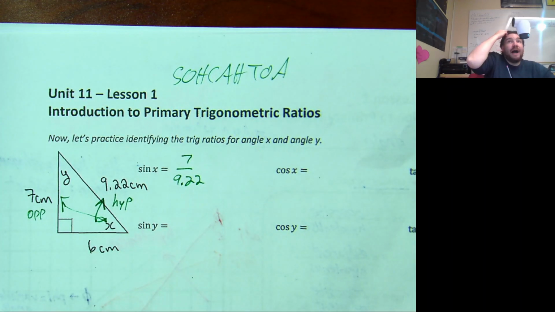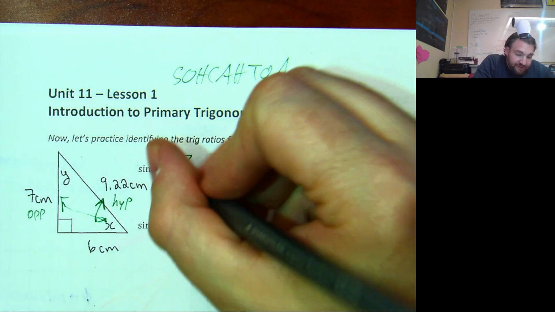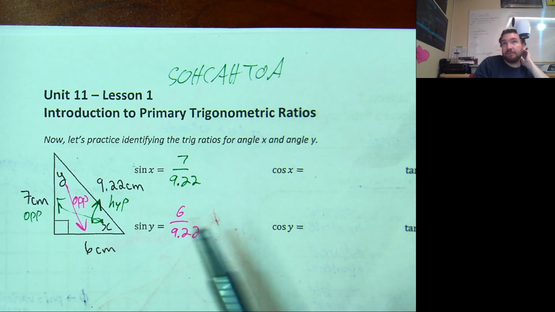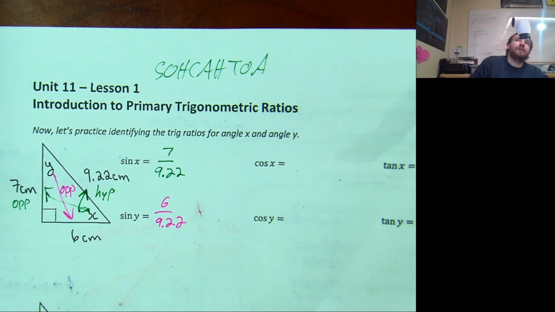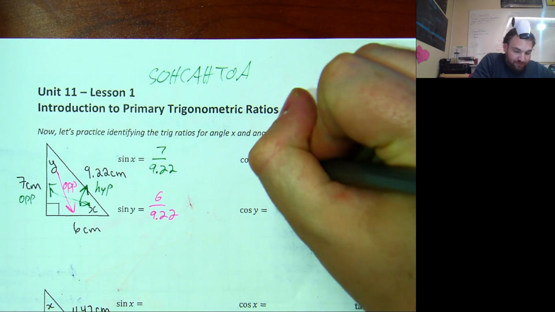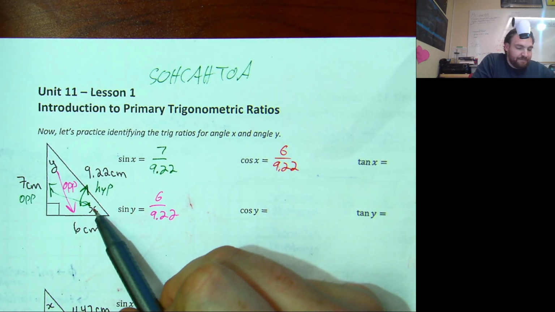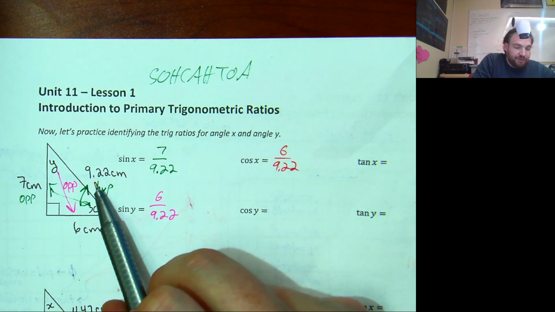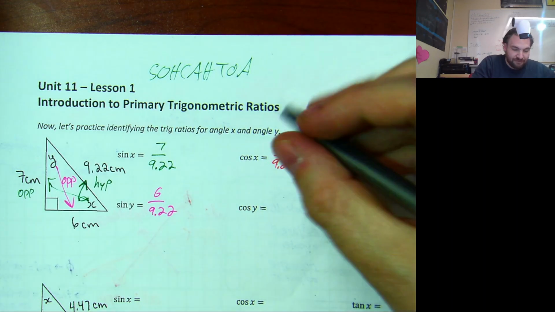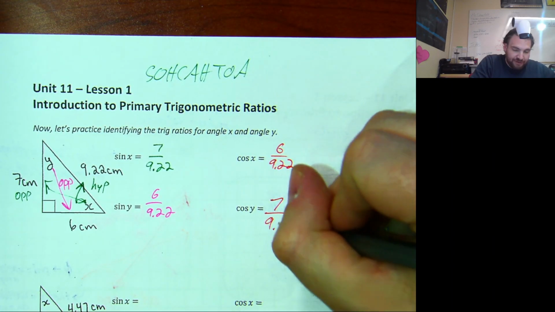What about the sine from angle y up at the top there? That one's going to be 6 over 9.22 because 6 is the opposite side there, and the hypotenuse is never changing. What would be the cosine of x? That's going to be 6 over 9.22, because from angle x, 6 is the adjacent side, 9.22 is the hypotenuse. How about the cosine of y? 7 over 9.22. Well, that's interesting.